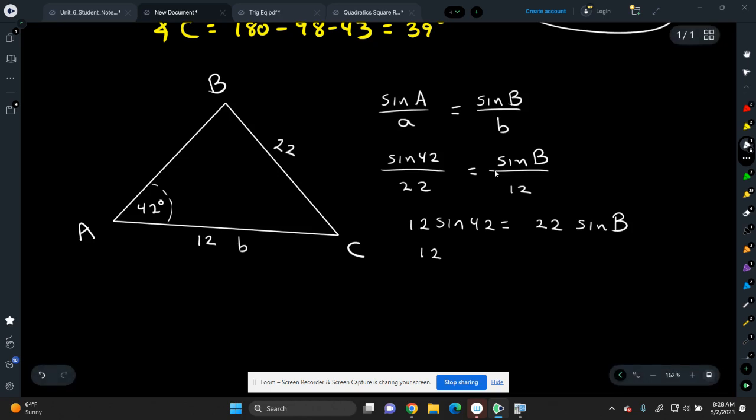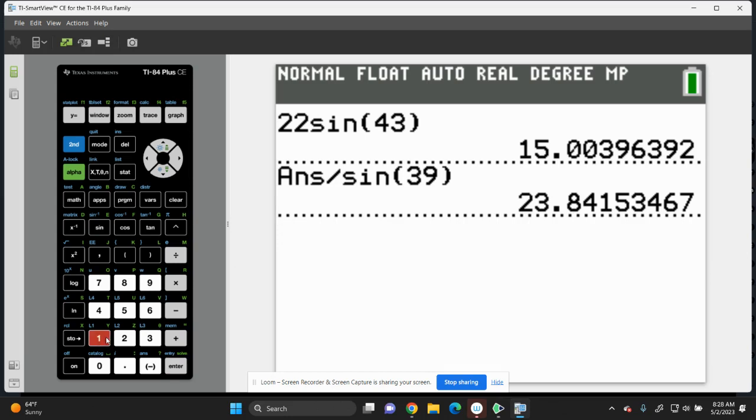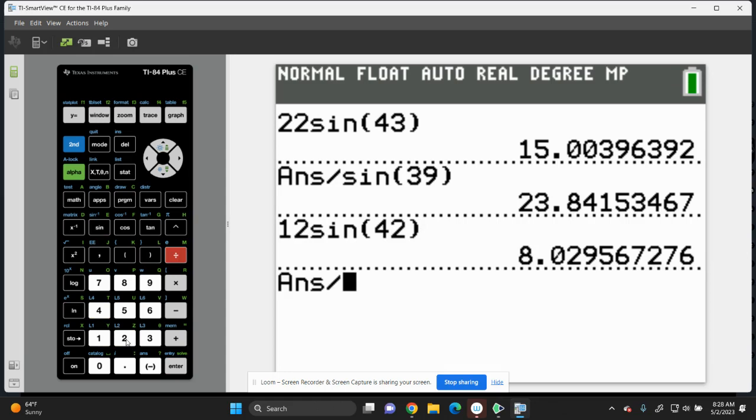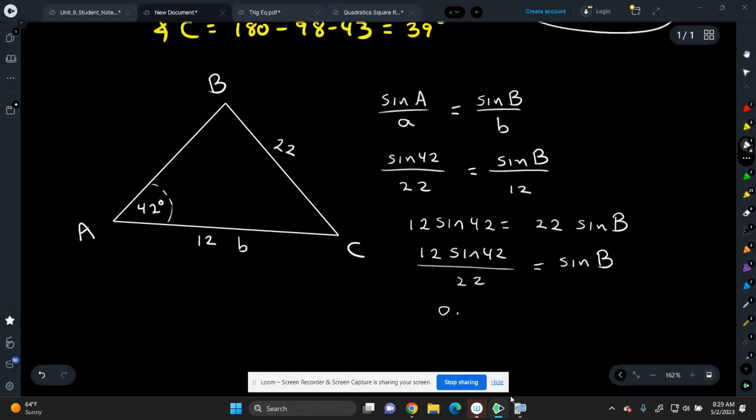So we'll divide by 22. 12 sine 42 divided by 22 equals sine B. Okay, 12 sine 42 divided by 22. So we get 0.36498, right? That's sine B. How do I figure out angle B?